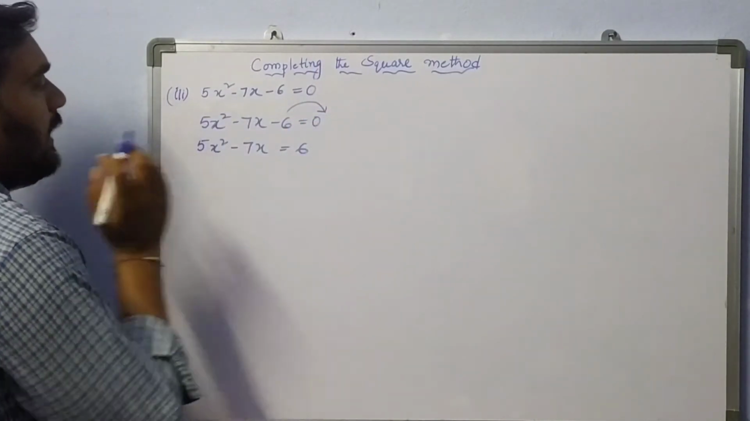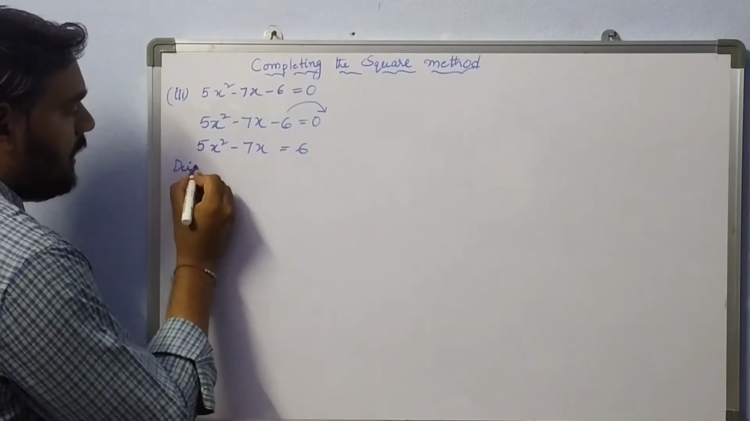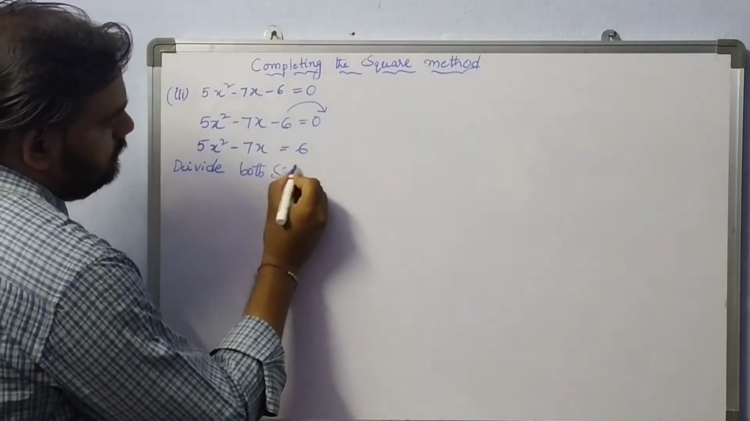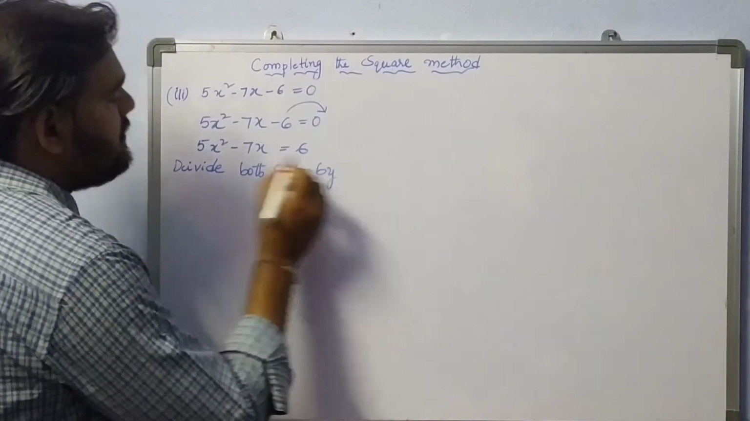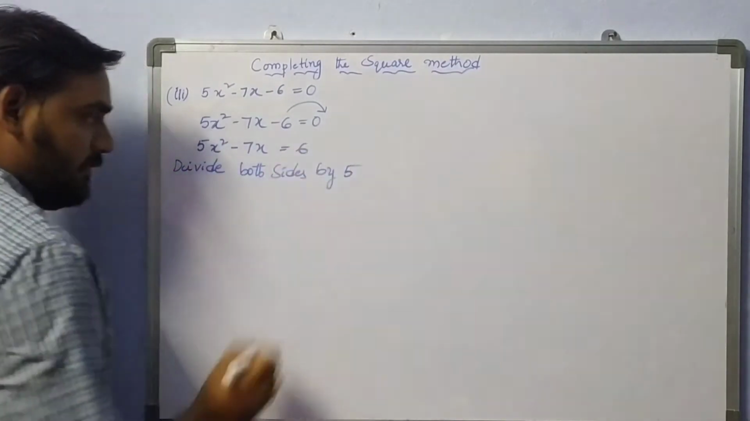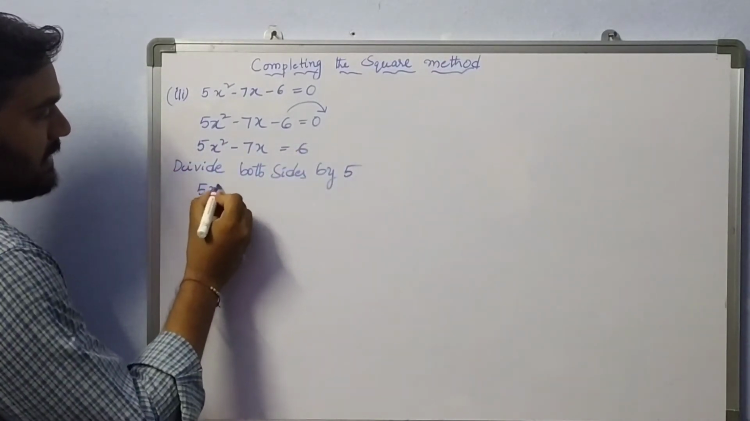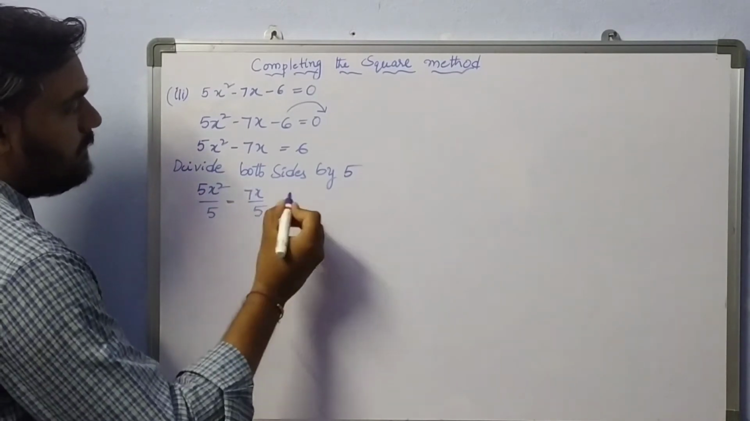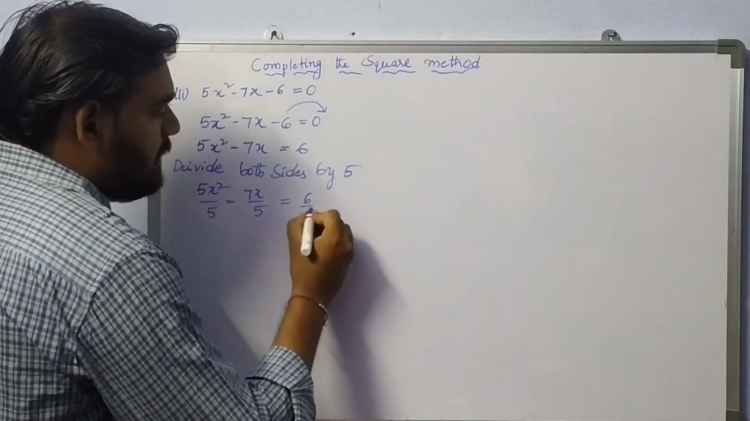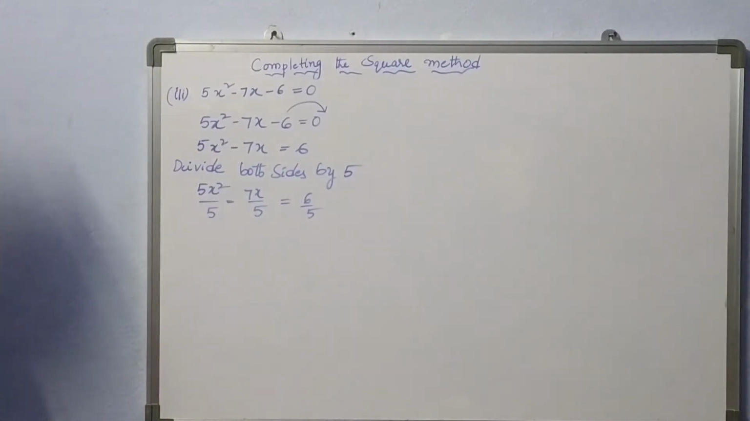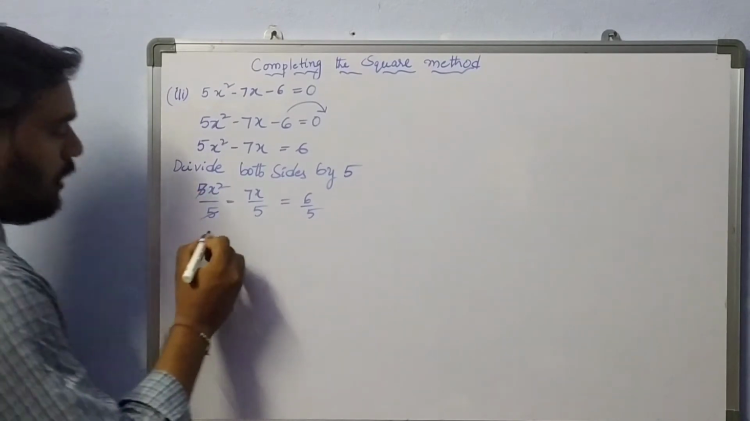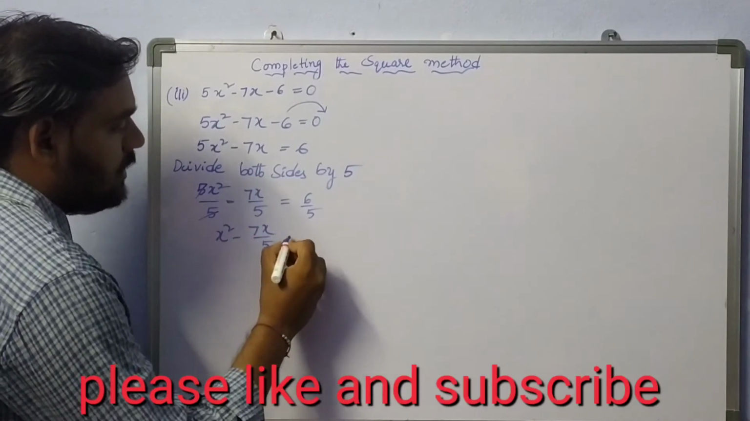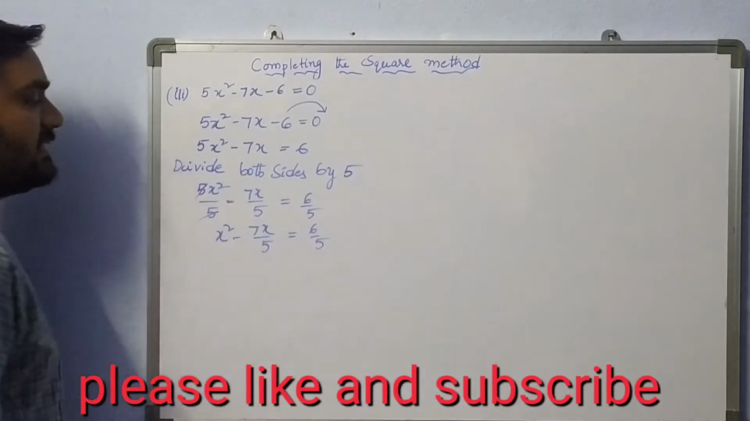So what is the coefficient here? 5. So divide both sides by the coefficient of x square, that is 5 by 5. Now we will get 5x square by 5 minus 7x by 5 is equal to 6 by 5. Both sides when you divide, so 5 gets cancelled. Now here we will get x square minus 7x by 5 is equal to 6 by 5.